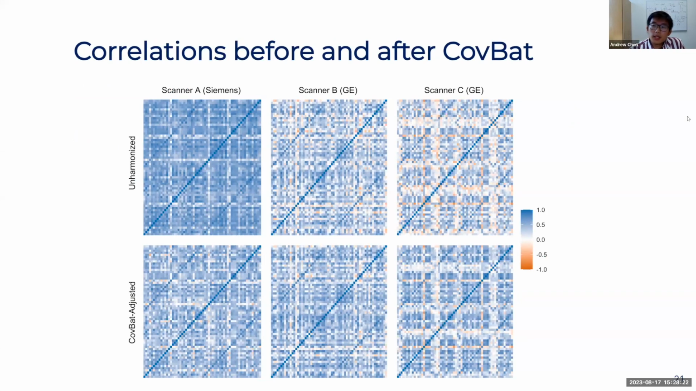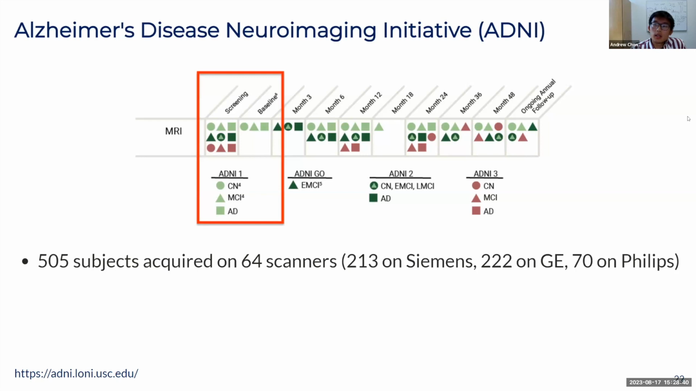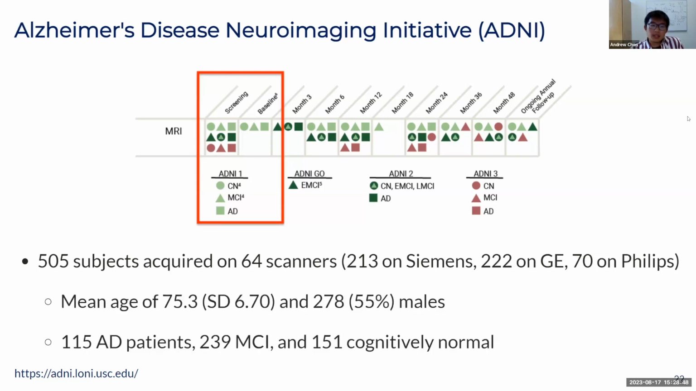So we applied CovBat to the ADNI data, and we saw that the striking site effects in correlations were largely mitigated after applying CovBat adjustment, but still preserving some of the site-specific structure, which may be tied to biology. And when we came back to the sample, which consists of 505 subjects acquired across 64 scanners, with some demographic characteristics here, we wanted to revisit the machine learning evaluation. We wanted to come up with some more statistical tests to see if we were able to remove some of these site effects.